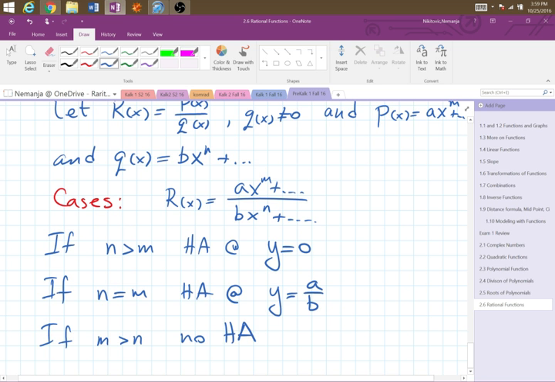All right, so now, generally, how students remember this, they say upstairs for numerator, downstairs for denominator. So if the degree downstairs is bigger, it's at 0. If they have the same exponents, it's the ratio of the front coefficients. And if the upstairs is bigger, no horizontal asymptote. That's technically what it is. Fastest way to remember these.